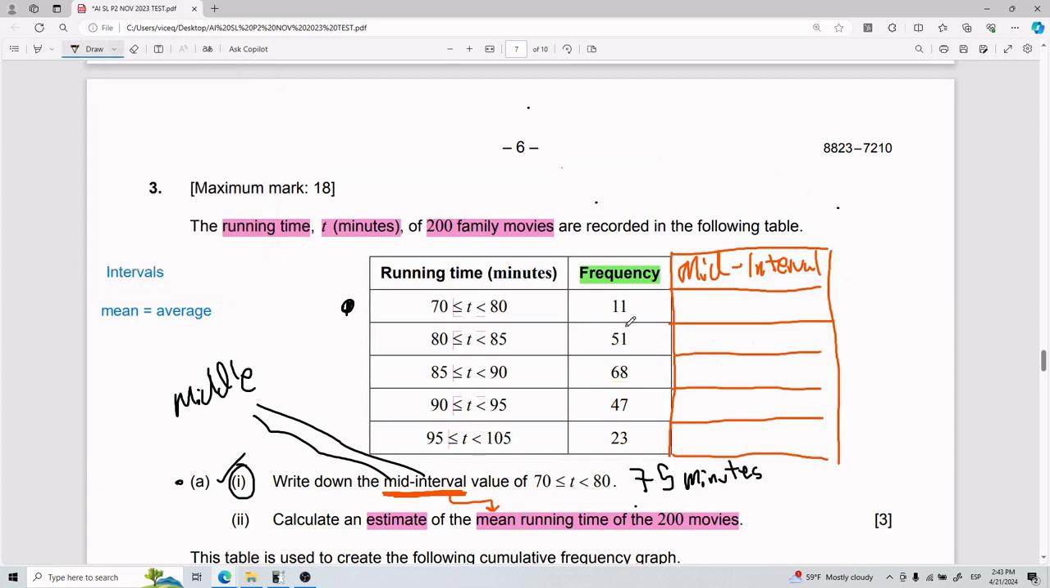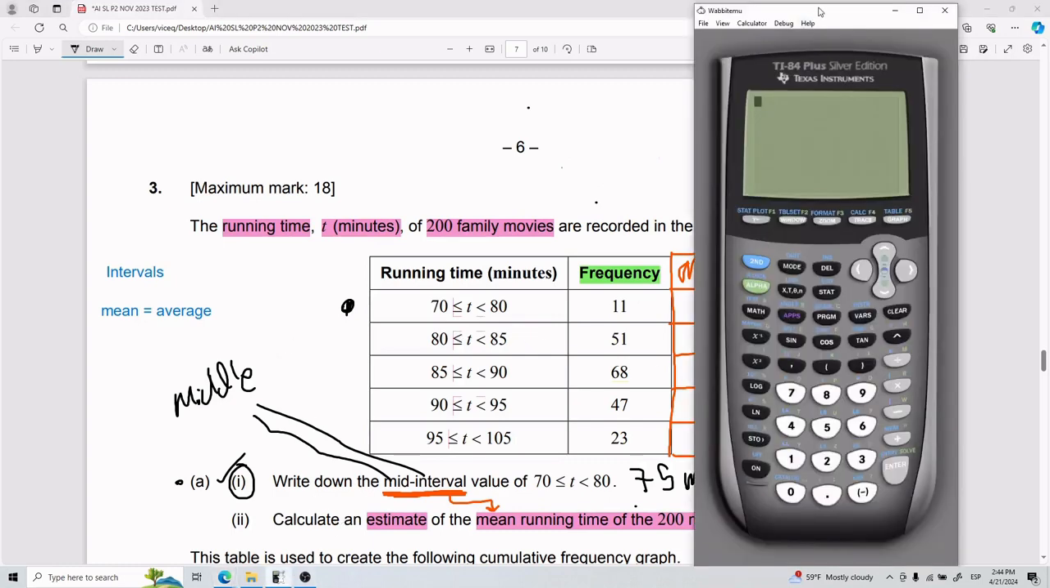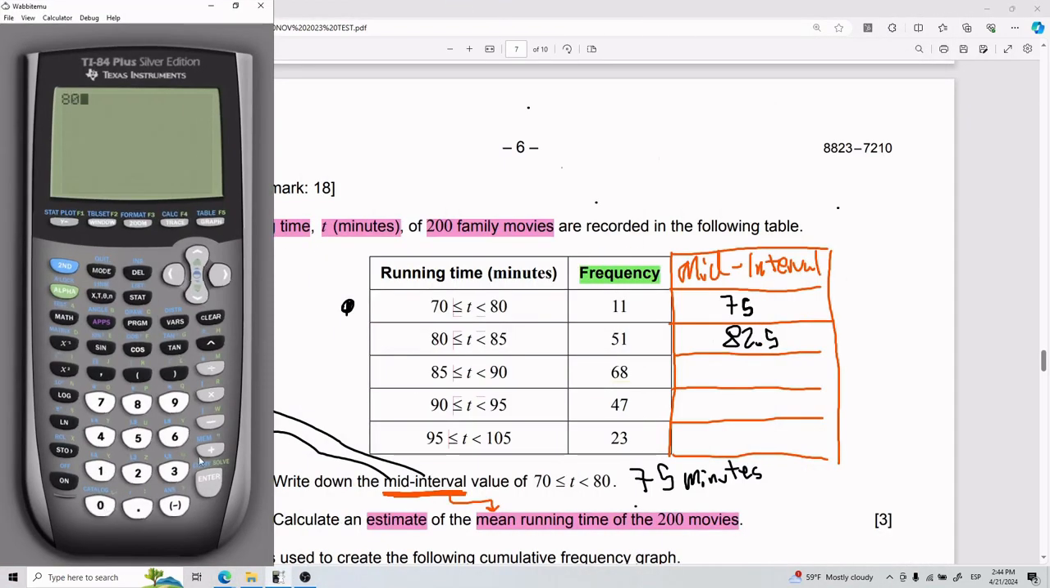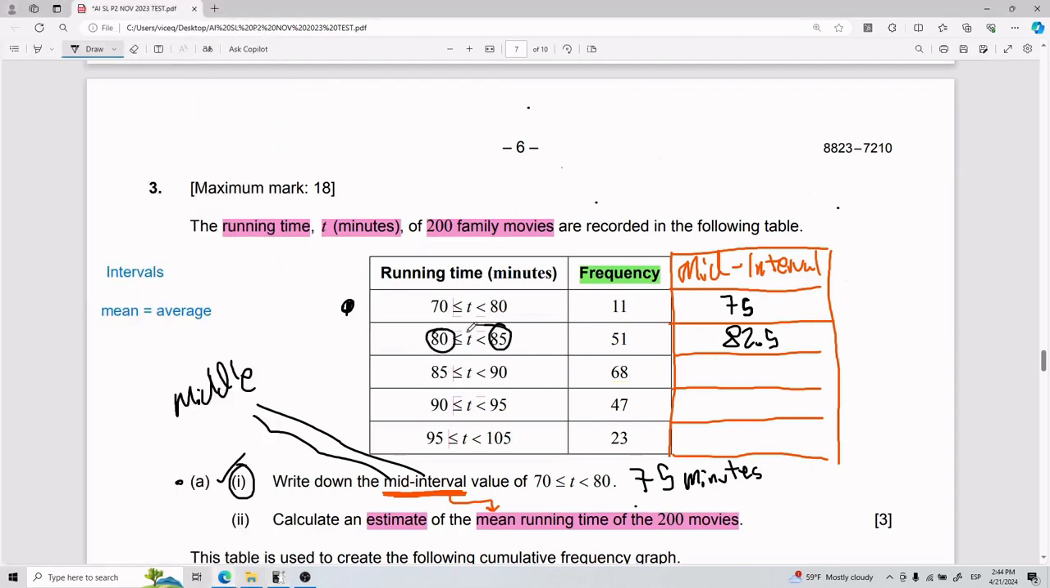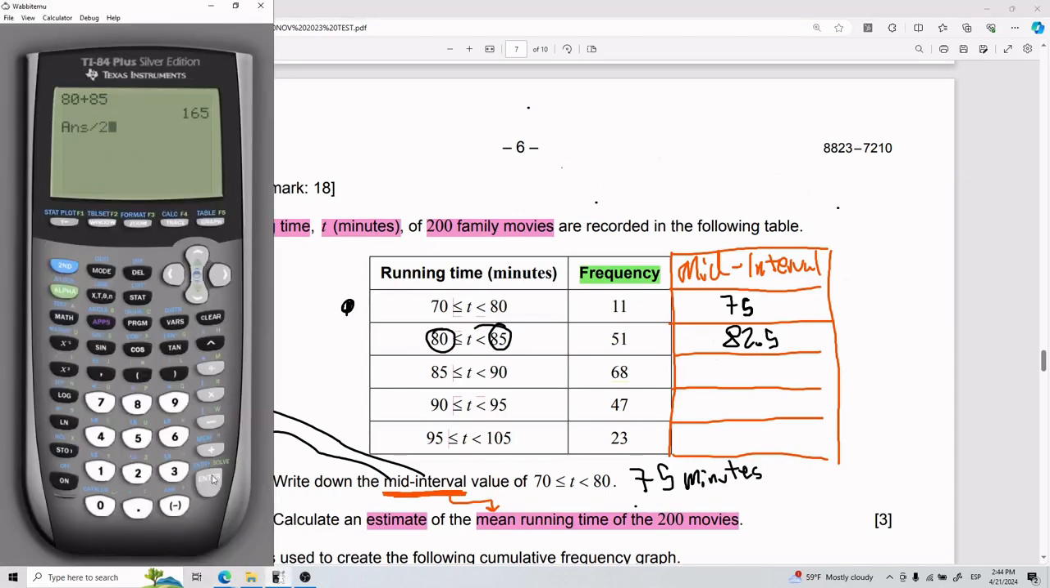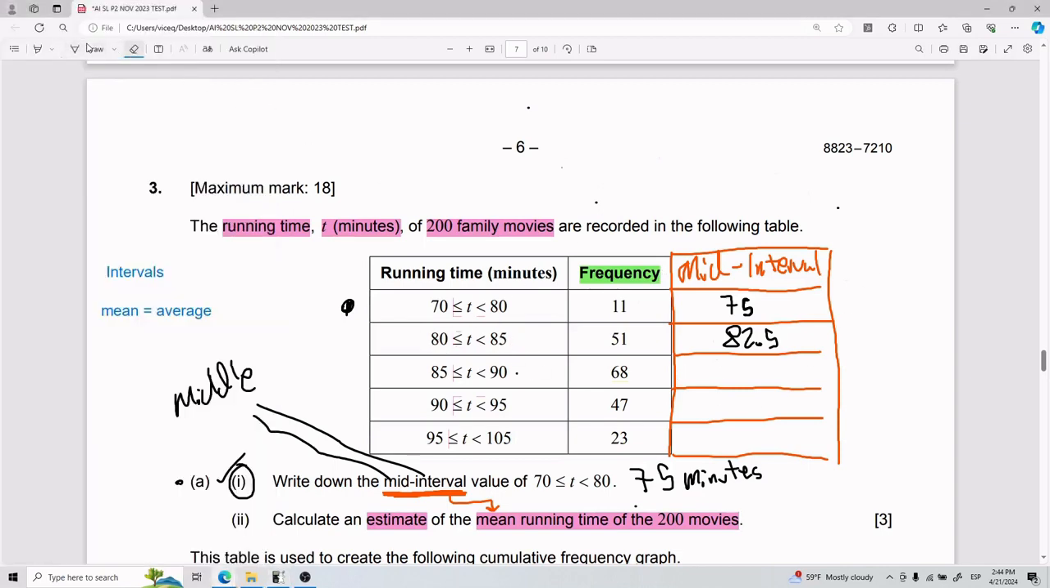And so the mid-interval for this first one is going to be 75. The mid-interval for this second one is going to be 82.5, right? Because the middle of these two is 82.5. Remember, you can do 80 plus 85, so it's this plus this, divided by 2, gives you that 82.5. And so you can keep going and fill it all in, right? This is 87.5, this is 92.5, and this last one, careful, this last one is 100.